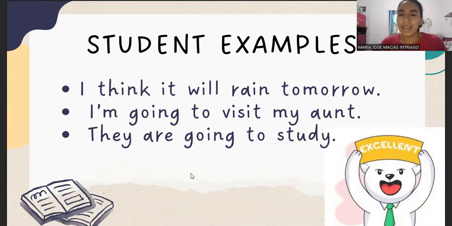I think it will rain tomorrow. Or, I'm going to visit my house, that's a plan. Or they are going to stay for two nights. Here, students combine both structures.